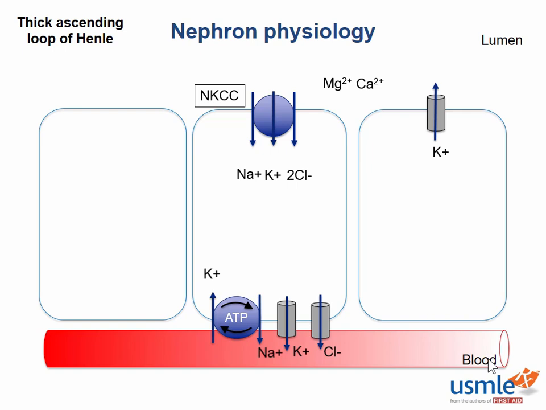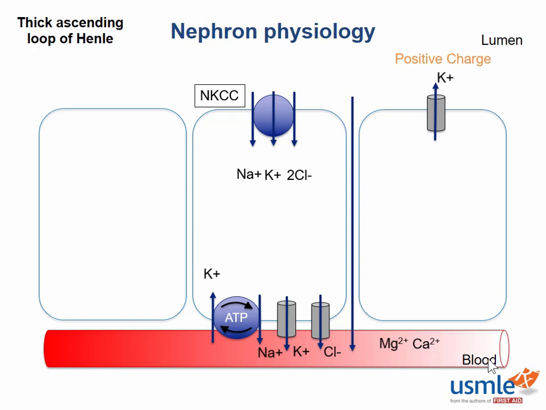Now this seems counterproductive because we just absorbed potassium with the NKCC transporter, but watch what happens next. As potassium diffuses back into the tubular lumen, it generates a positive charge that drives the pericellular movement of calcium and magnesium. Calcium absorption is especially important when you're discussing the use of diuretics.